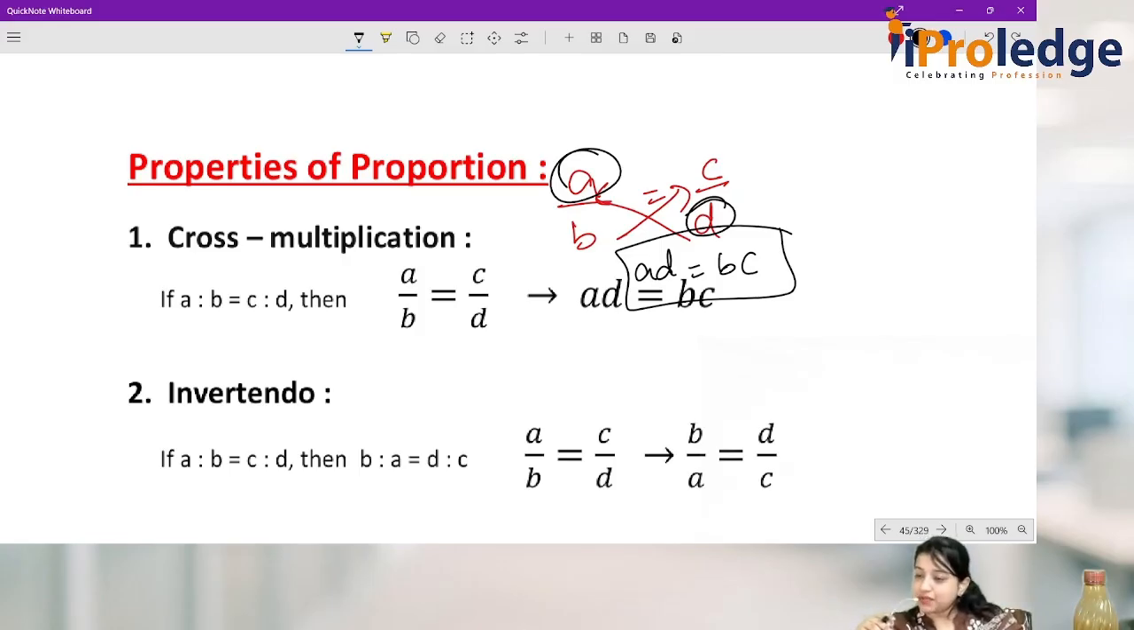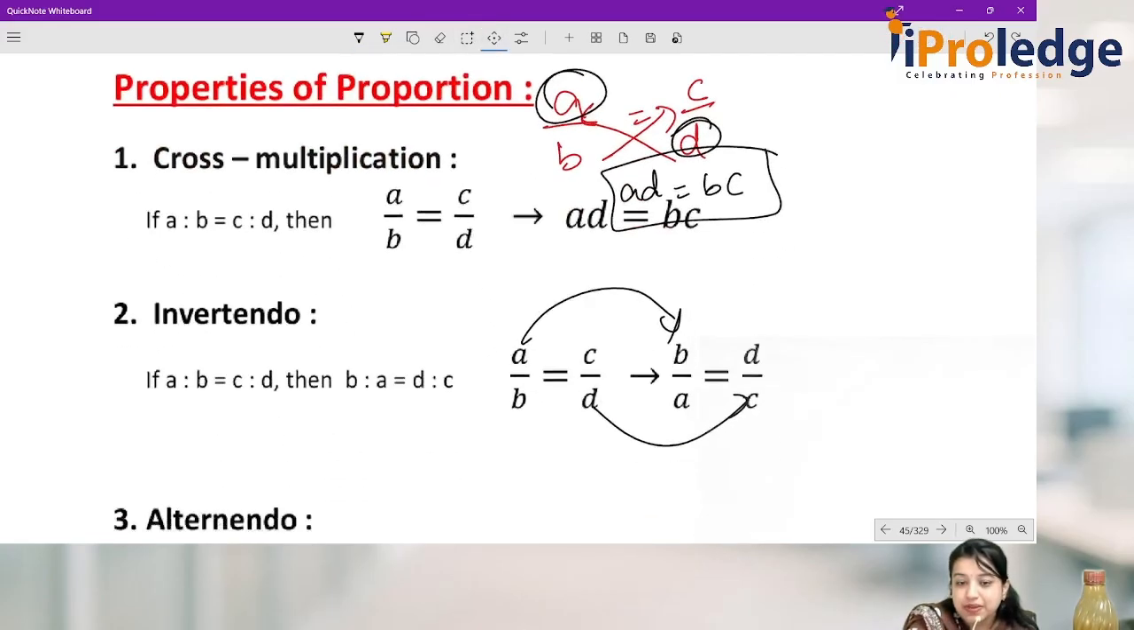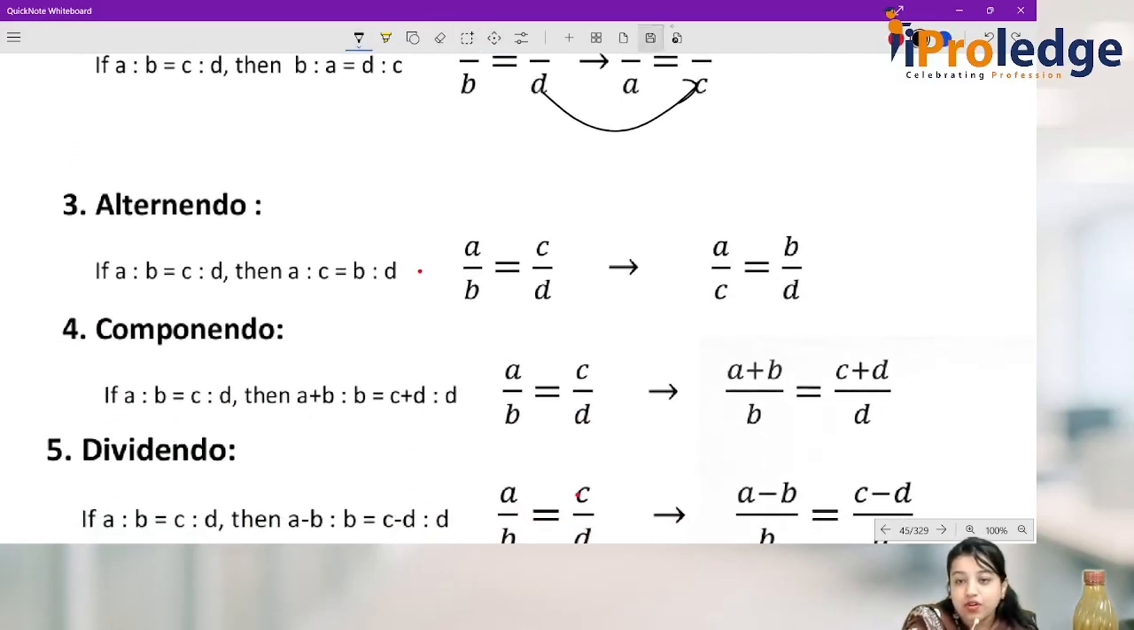Now the second property, invertendo. Invertendo means inverse. If A by B equals C by D, you have to inverse: A by B will become B by A, C by D will become D by C. Now the third property is alternando. Alternando means changing the places of means. So A by B, C by D becomes A by C, B by D.